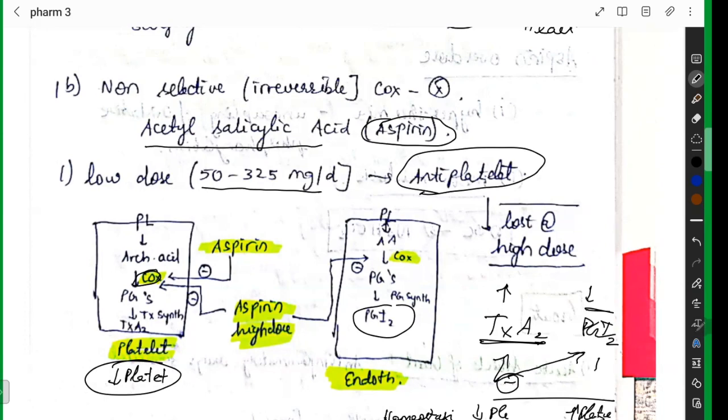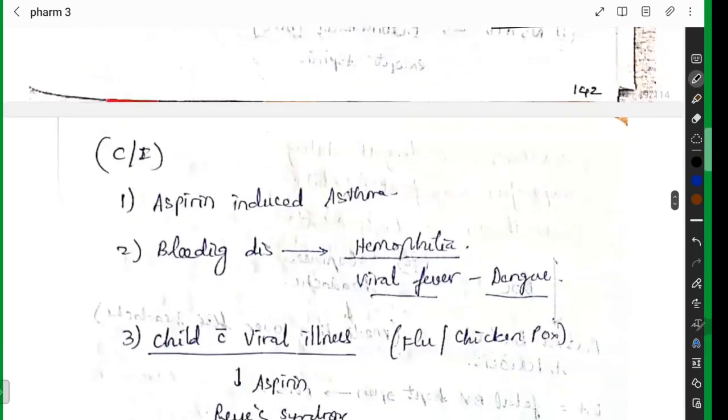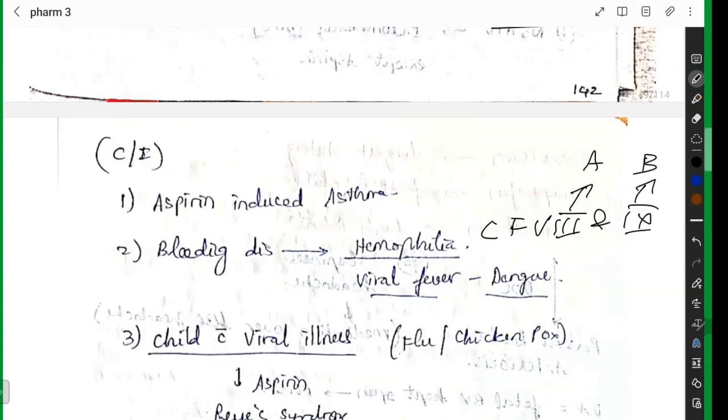Now coming to the contraindications of aspirin. Remember, aspirin induces asthma, so it is contraindicated, and also in bleeding disorders. So aspirin is not used in hemophilia, where there is a clotting factor disorder. What clotting factor is missing in hemophilia? Clotting factor 8 and clotting factor 9. Clotting factor 8 deficiency is hemophilia A. Clotting factor 9 deficiency is hemophilia B. So in hemophilia A and hemophilia B, you are not going to give aspirin.